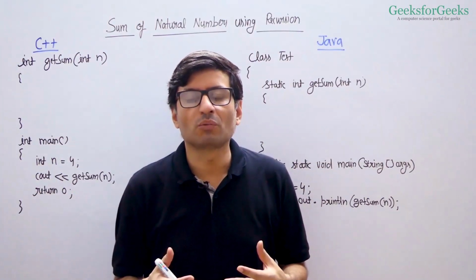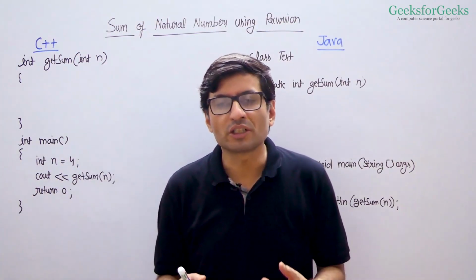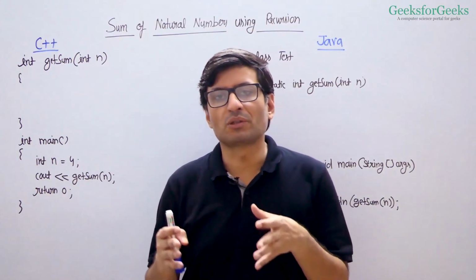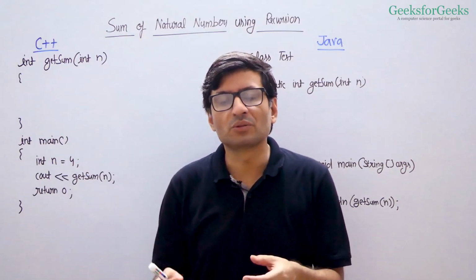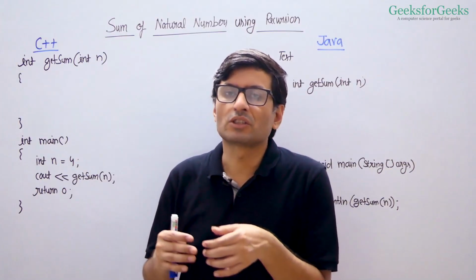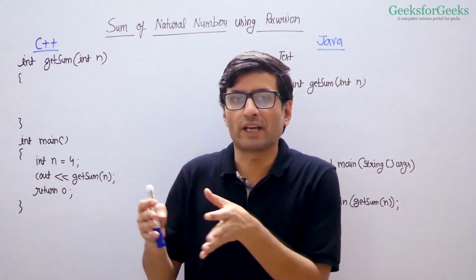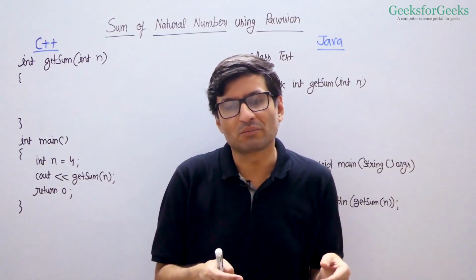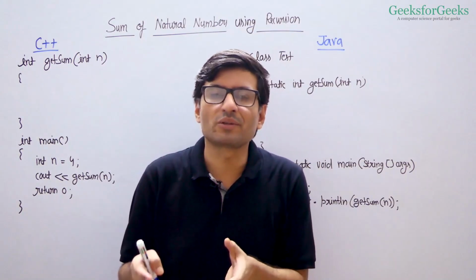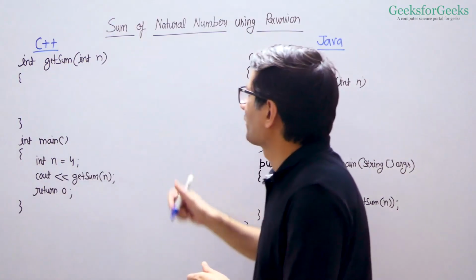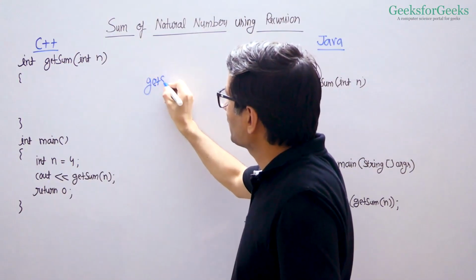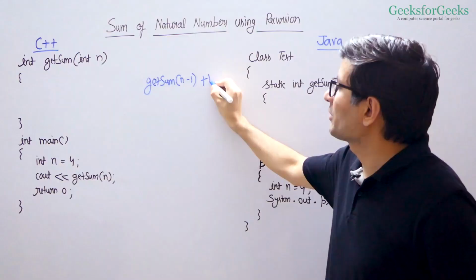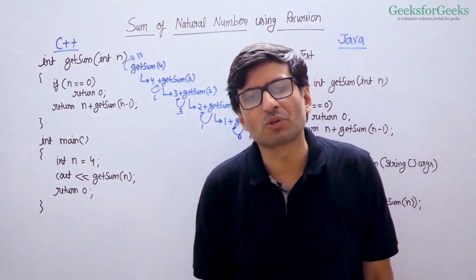When we solve a problem using recursion, we need to think in terms of solutions of smaller problems. Suppose I want to know the sum of n natural numbers. Can I use sum of smaller number of natural numbers to get the sum of n natural numbers? The idea is simple. If you have sum of n minus 1 natural numbers, you can add n to it to get the sum of n natural numbers. So if get sum n minus 1 is available, my answer would be get sum n minus 1 plus n. So this is how this recursive code is going to work.